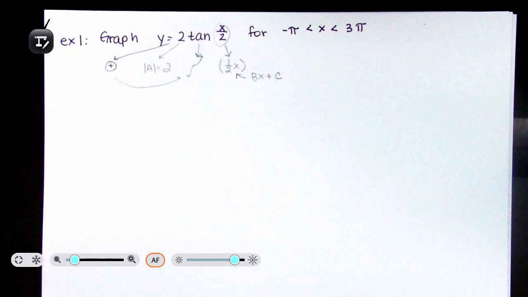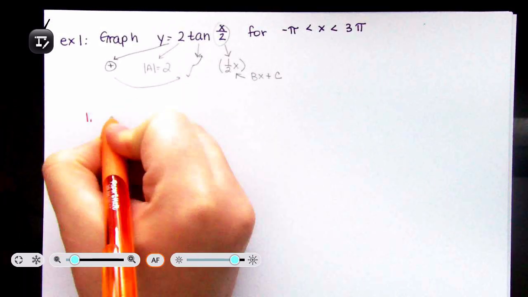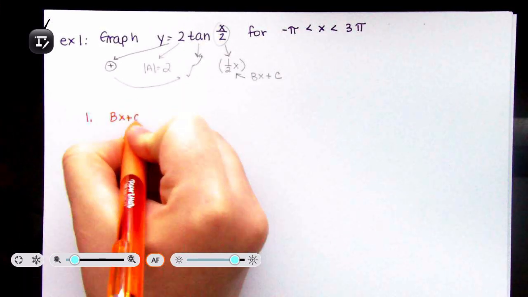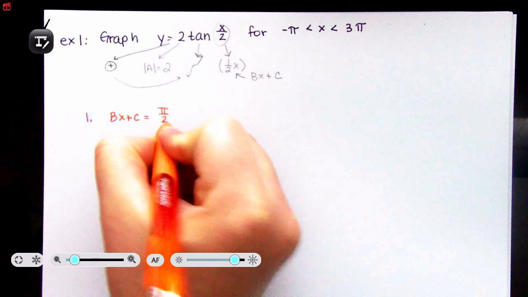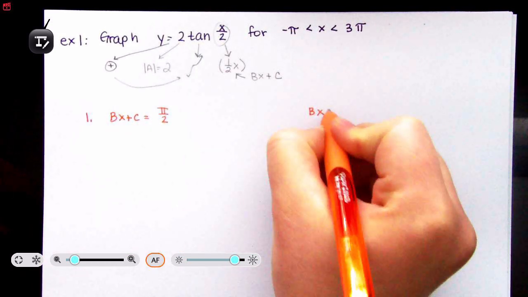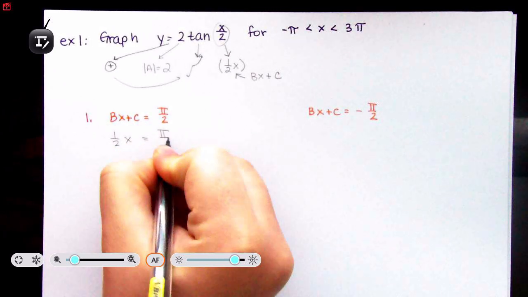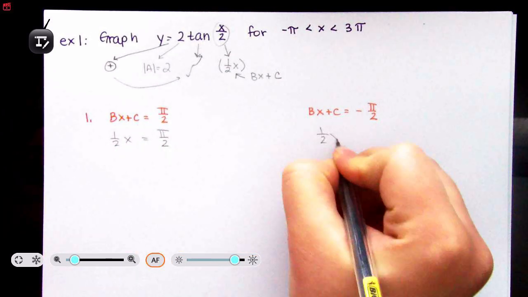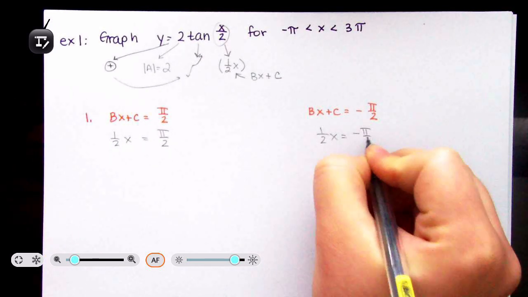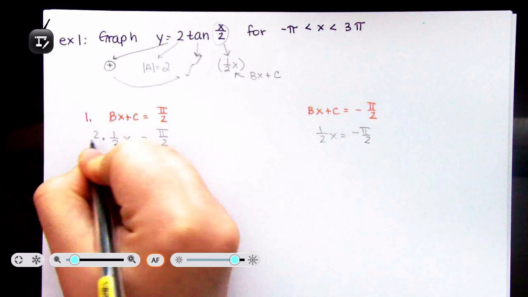If we go back to our steps, step number 1 is to find your asymptotes. What you're going to do is set Bx plus c equal to pi halves and Bx plus c equal to negative pi halves. So your Bx plus c in this case is 1/2 x equal to pi halves, and then 1/2 x equal to negative pi halves. I'm going to multiply both sides by 2.